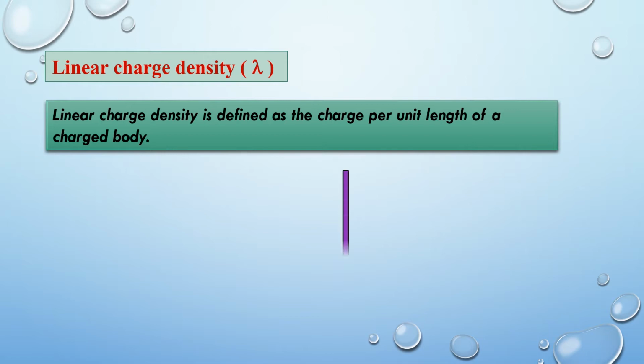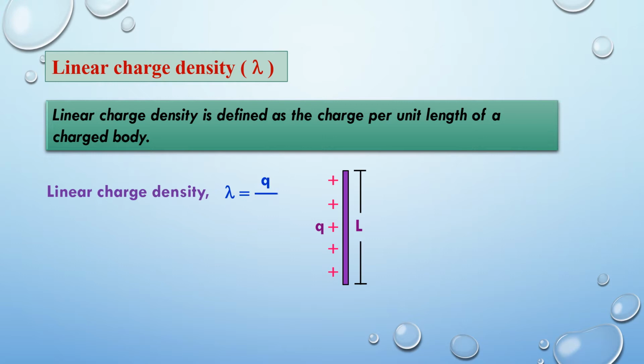So to understand this, let us assume there is a conductor of length L and has some amount of charge on it as Q. So linear charge density now can be defined as lambda is equal to Q upon L, where Q represents the total charge on the body and L represents the length of the body. The SI unit is coulomb per meter.